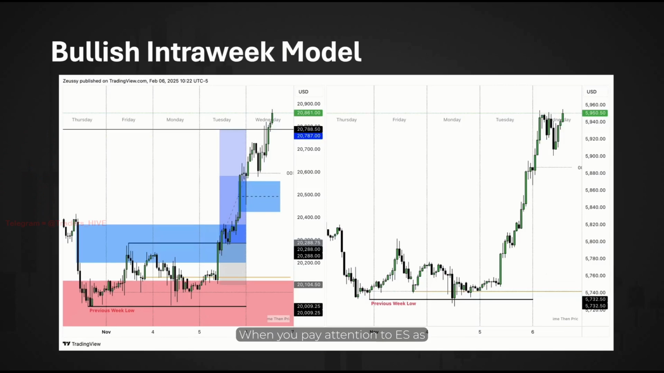And when you pay attention to ES as well on the right here, what you can see is that Nasdaq reached that midnight opening price whilst ES didn't, and that right there is open SMT, and that confirms to us that that next expansion leg towards the draw on liquidity is going to take place. So that's a good gem for you in here.